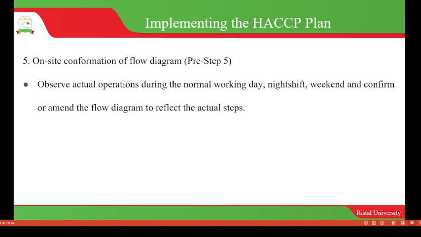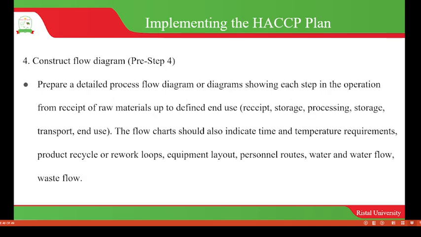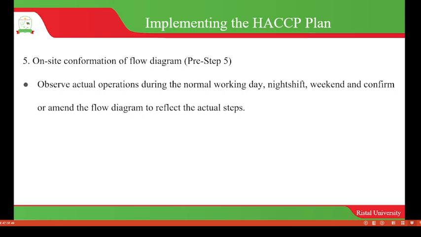Then the fifth step, which is the last preparatory step in the implementation of the hazard analysis and critical control point plan, is on-site confirmation of the flow diagram. So after constructing a flow diagram, you need to observe the actual operations during the normal working days. It can be at night, weekend, and confirm or amend the flow diagram to reflect the actual steps.